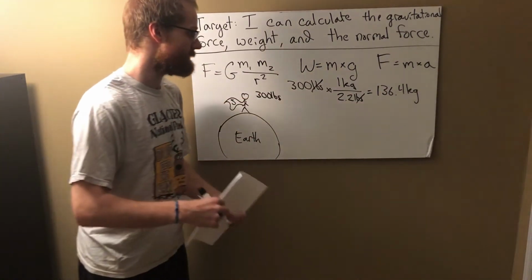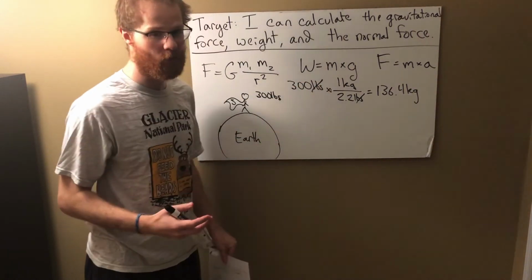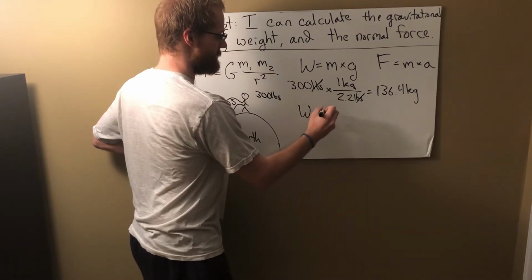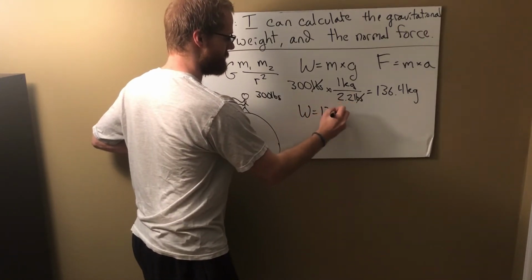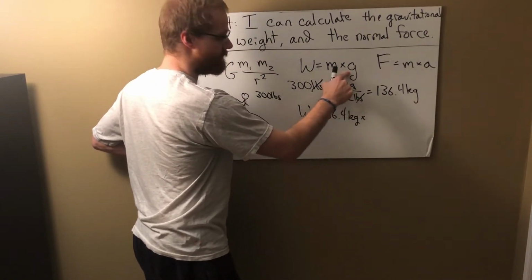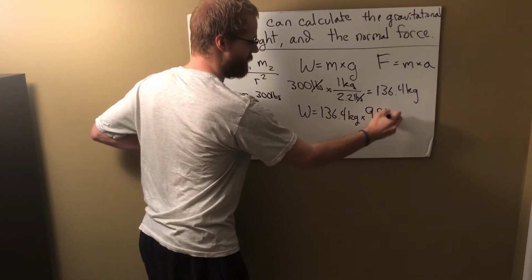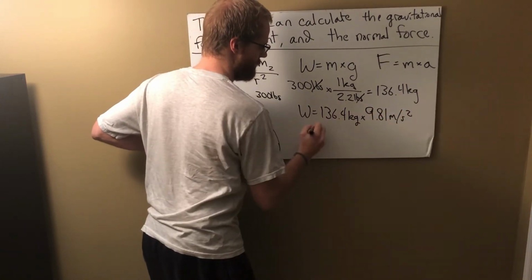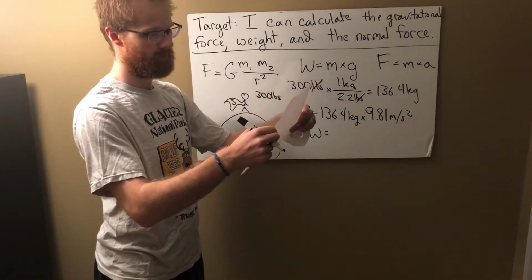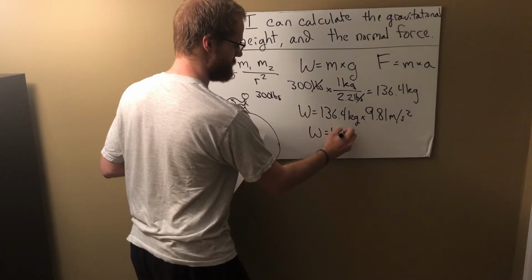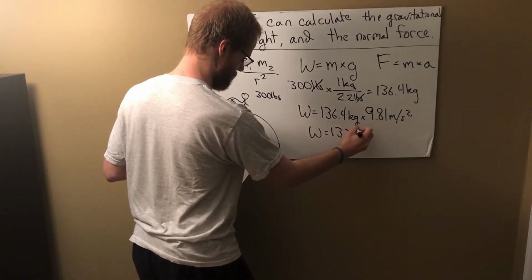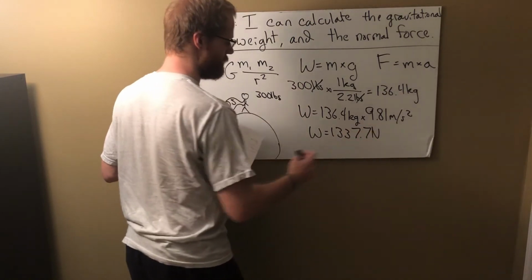We also know that the acceleration due to gravity is just 9.81. So in order for Superman to figure out his weight, we just take his mass, 136.4 kilograms, times the acceleration due to gravity, which is 9.81 meters per second squared. And that will give us his weight. So we punch our numbers into a calculator. There we go. And Superman has a total weight of 137.7 newtons.